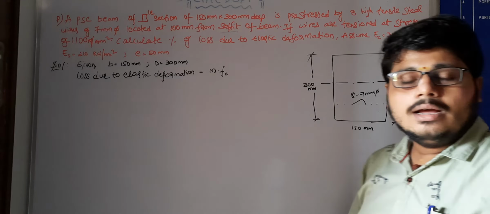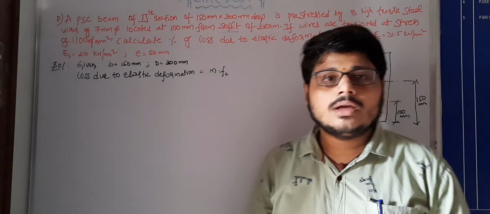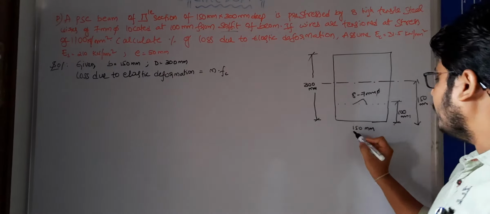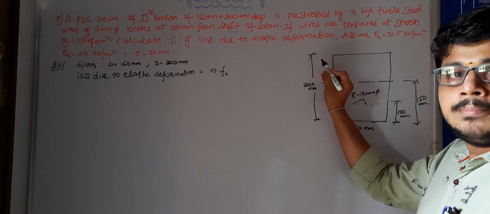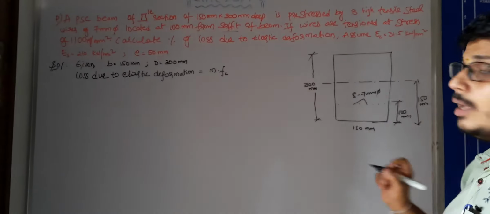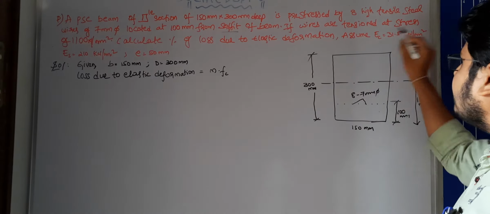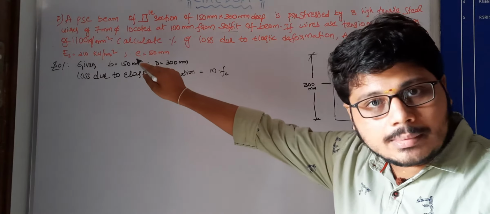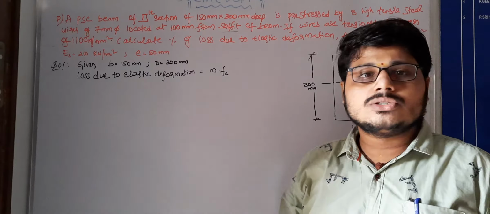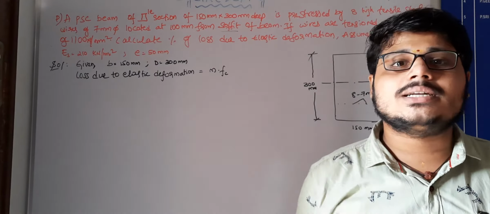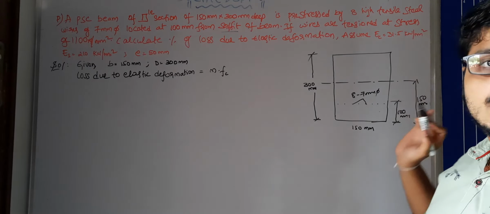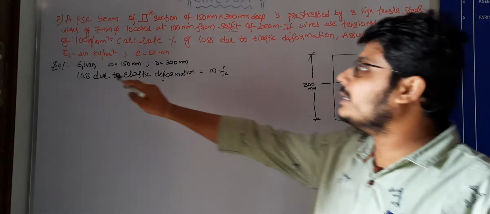Okay, so this is the example problem for loss due to elastic deformation. A pre-stressed concrete beam of rectangular section, 150 mm width and 300 mm deep, with 8 wires of 7 mm diameter high tensile steel from the soffit of the beam. If the wires are pre-stressed at 1100 Newton per mm square, then calculate the percentage of loss due to deformation. Assume the given data Ec, Es and e.